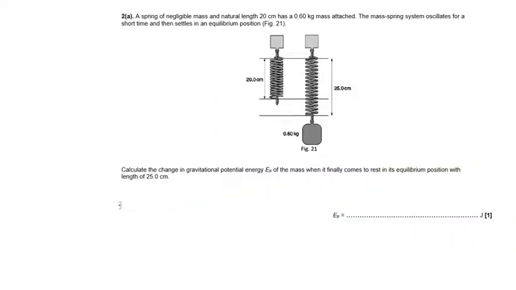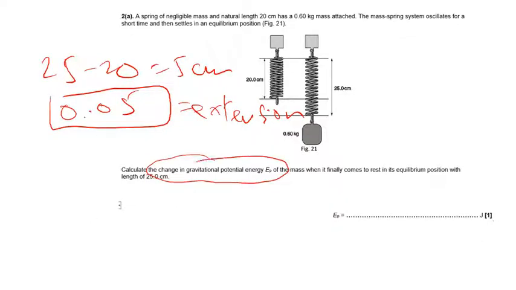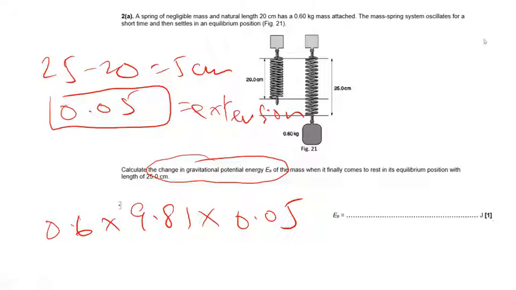Calculate the change in gravitational potential energy of the mass when it comes to rest in its equilibrium position with length 25 centimeters. We know that the original length is 20 centimeters. So what is the extension? 25 take away 20 is 5 centimeters. Convert that into meters, we have 0.05. That is the extension, isn't it? Because it's asking you for the change in potential energy, we're working out the change. So the mass is 0.6 times, we are taking g as 9.81, and then times that by 0.05. And your answer, you should get 0.2943 joules. It's just better to do it in 2 significant figures, so it will probably be better to write down 0.29 joules. And that is the answer.